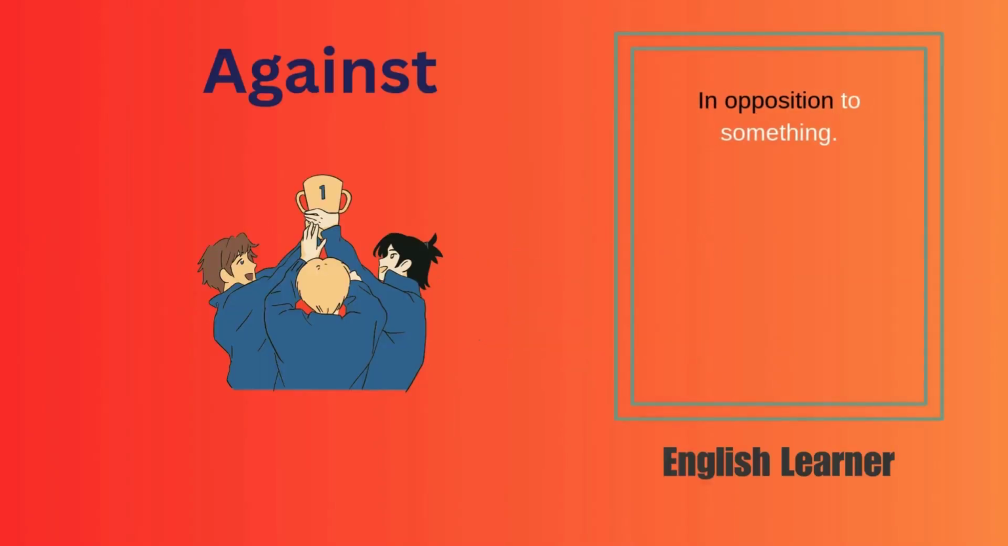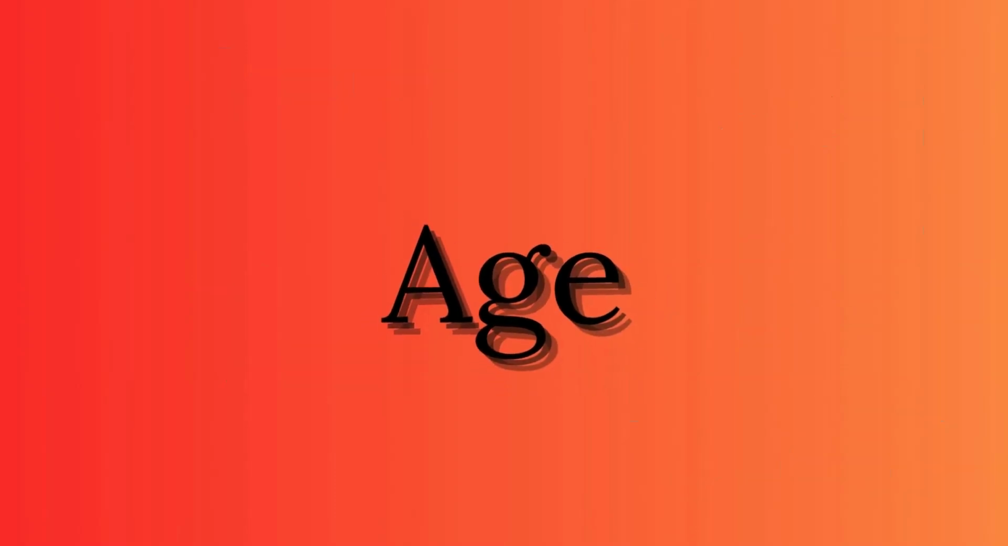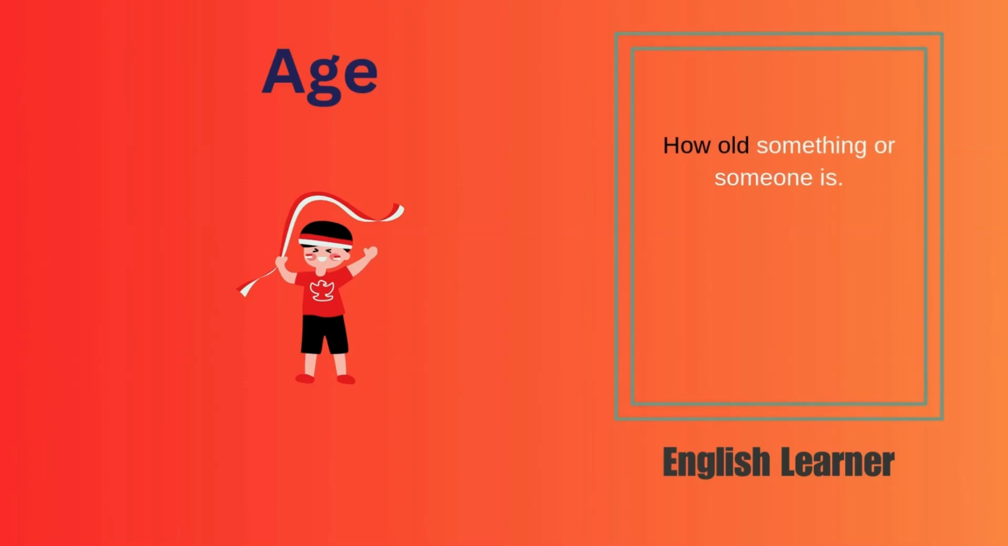Against. In opposition to something. Example. The team played against their biggest rivals and won. Age. How old something or someone is. Example. His age is 10 years old, and he will turn 11 next month.